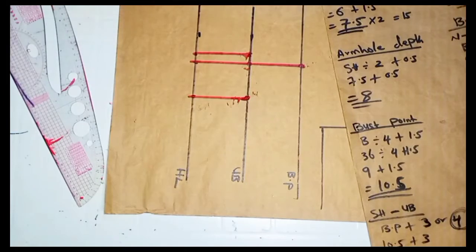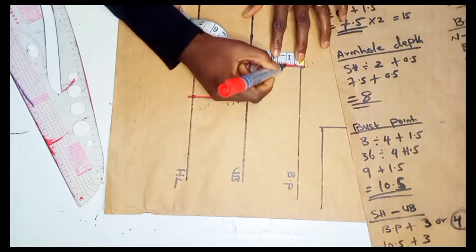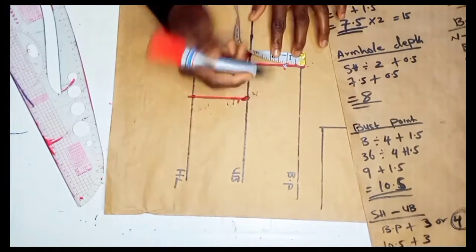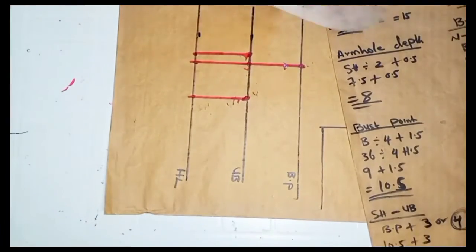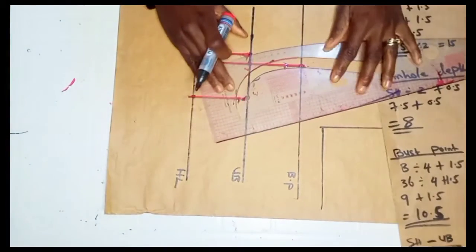So once you're done connecting the points together, you're going to be coming down by 1 inch from the bust point line. Then you go ahead to draw the curve like you see me doing in the video. This is basically used when you're making a bustier dress.